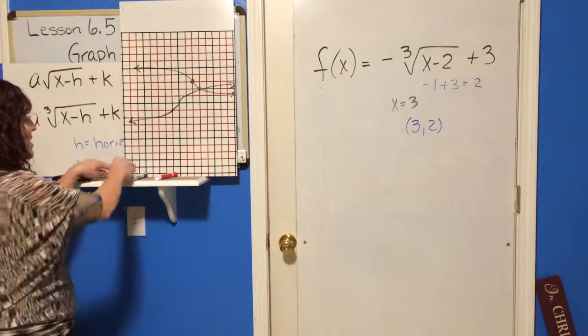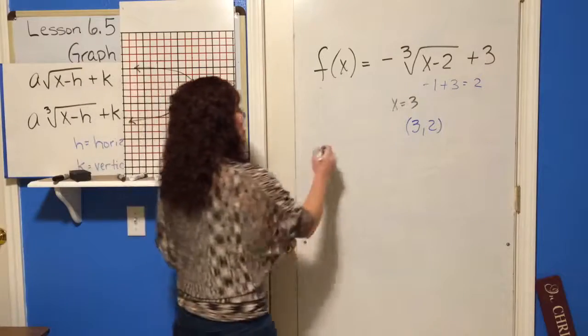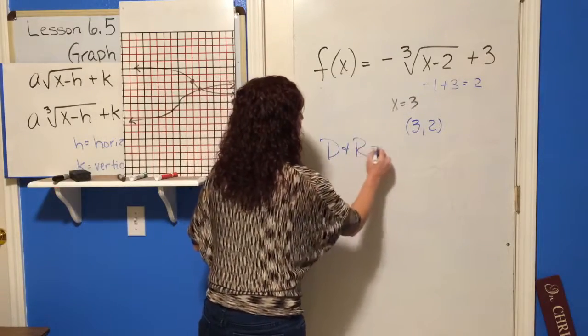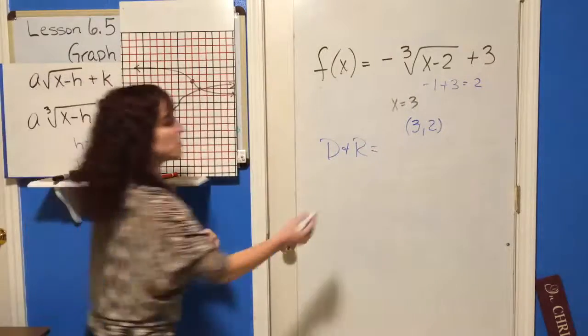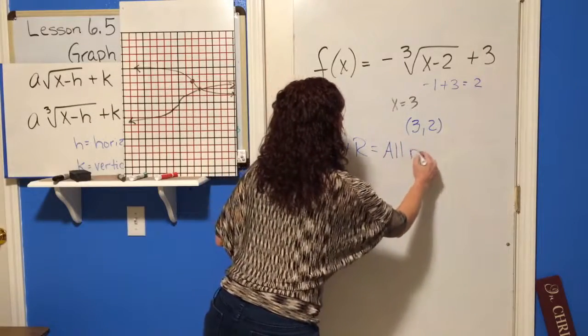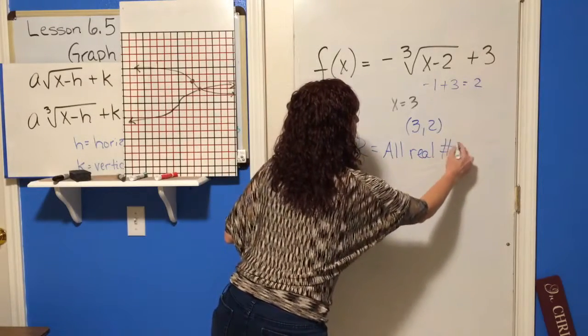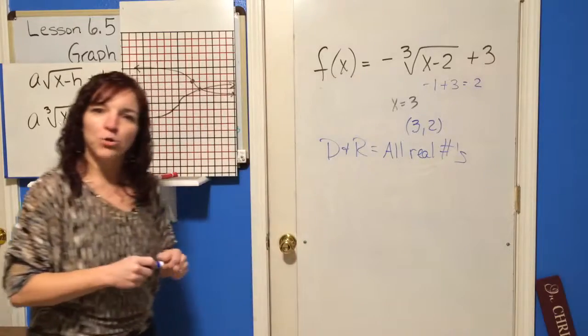And you do have to say the domain and range. And in this case, you can see that it's just any number. So all real numbers is your domain and your range.